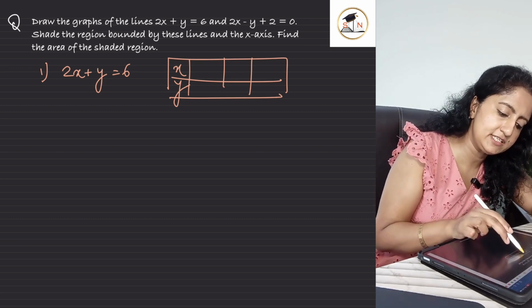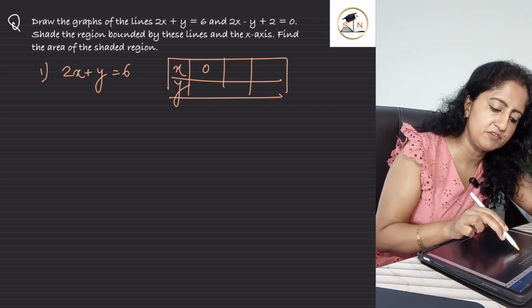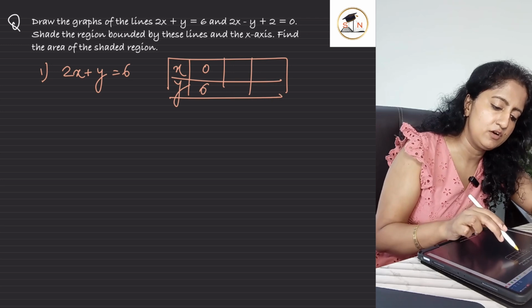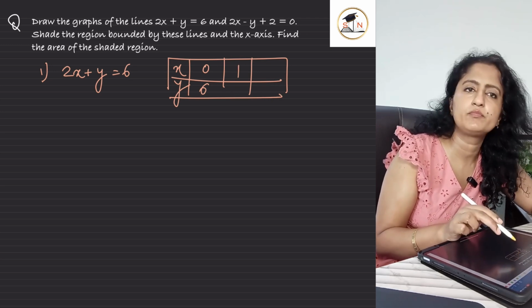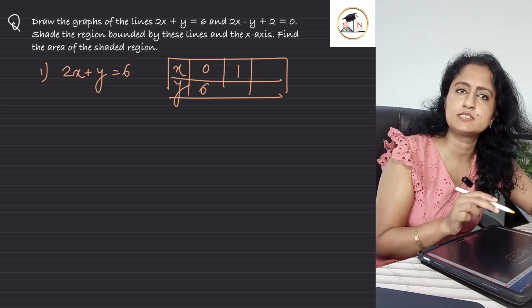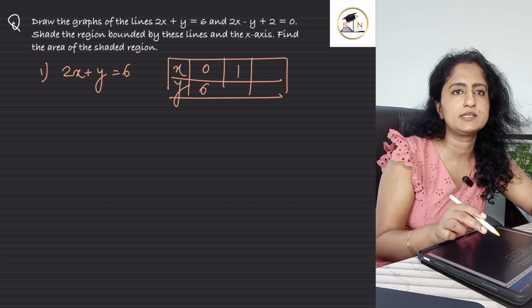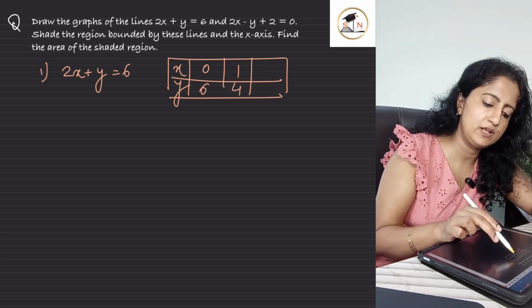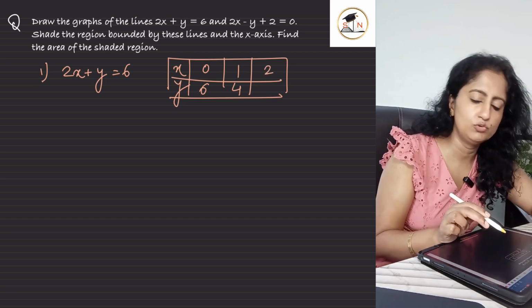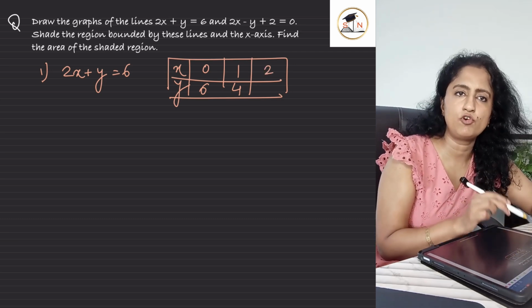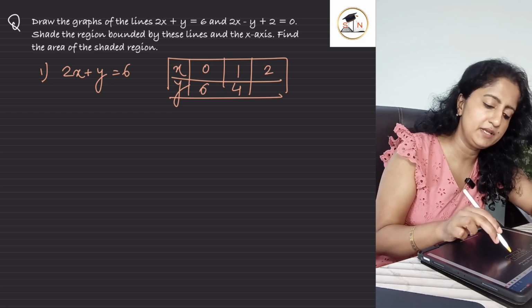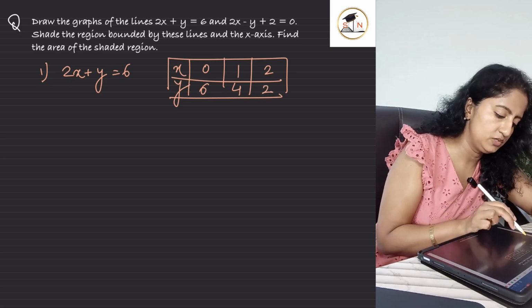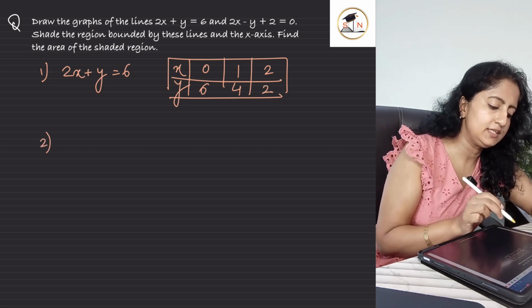First, let's have x equals 0. So that gives me y equals 6. Now, if I take x as 1, what will happen? 2 times 1 is 2. 2 plus y equals 6. That means y turns out to be 4. And the last value I'm taking is 2. So it becomes 4 plus y equals 6. That means y comes out to be 2. Okay. Now, the next one.